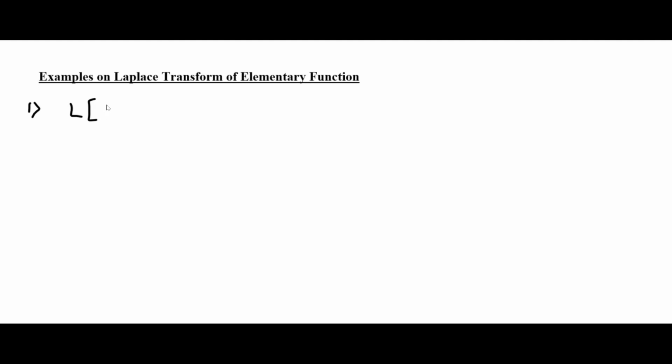Let us try to find out the Laplace transform of some constant, Laplace transform of 2. So what will be the expression? We know the basic formula for the Laplace transform of A. The Laplace transform of A, the formula is A by S. Therefore, in this case the value of A is 2, so we'll be getting 2 by S.